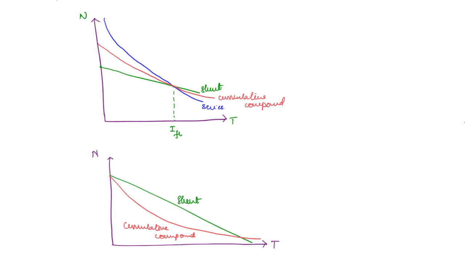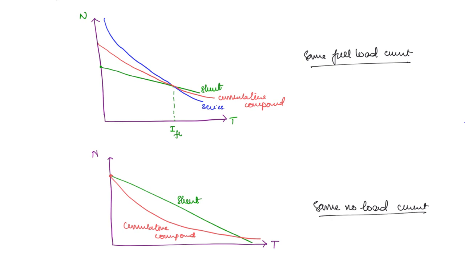Okay. So this is for what? This first characteristic is for same full load current. What will the characteristics look like? And here it is same no load speed. Then how will the characteristics look like? We are not taking the series motor, because for series motor the speed is going to be very high at no load. So you cannot compare them. Okay.